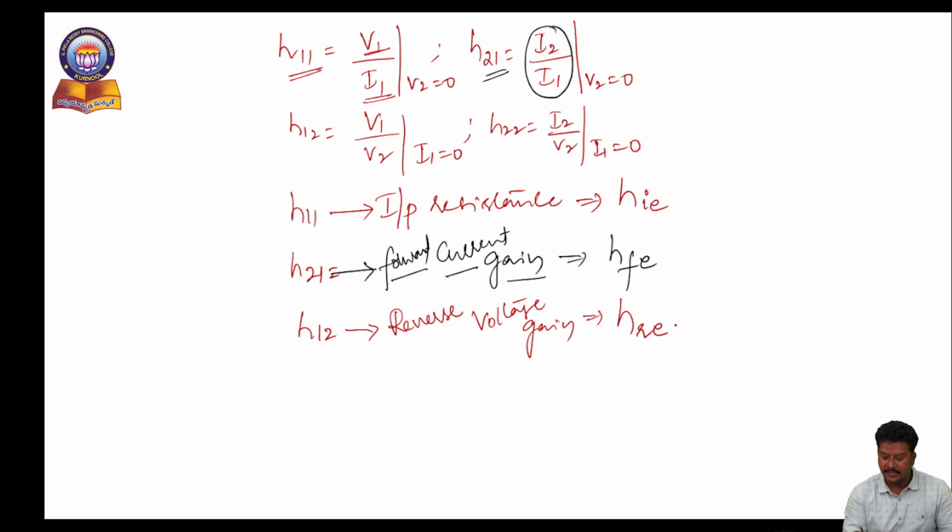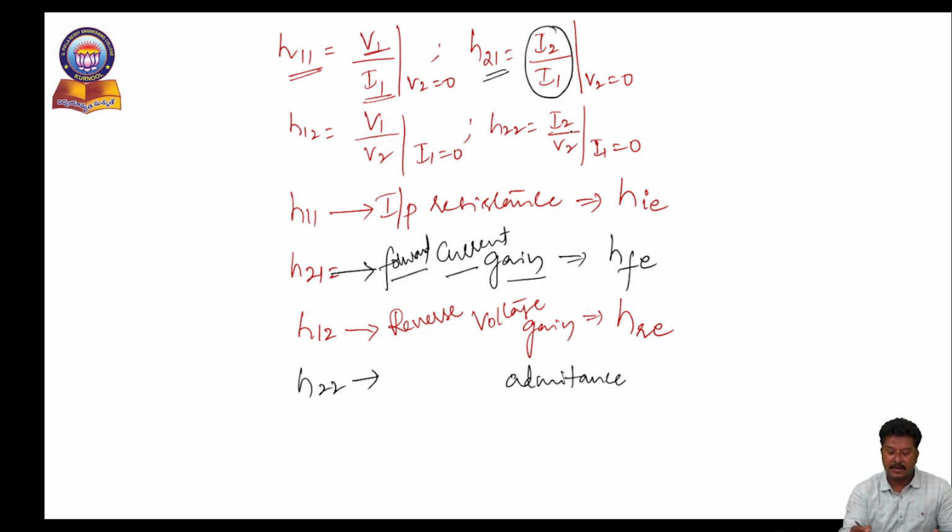it is defined as Hre. Similarly, from the output characteristics, one more parameter we are defining, that is H22. It is also representing some type of a resistance, but it is having the inverse ratio of current as well as voltage. That's why it is called admittance.